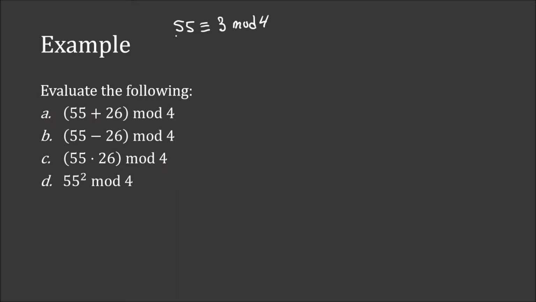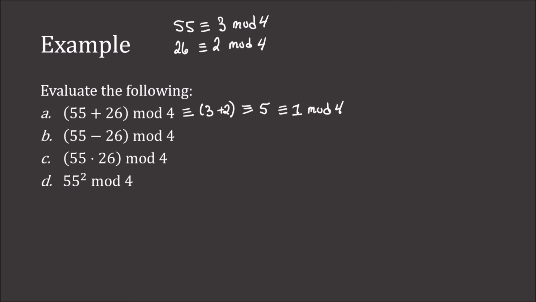Now 26. 26 is 4 times 6 plus 2, so the remainder is 2. So 26 is congruent to 2 mod 4. So now we can look at 55 plus 26 mod 4. This would be congruent to 3 plus 2, which is congruent to 5, which mod 4 is 1.